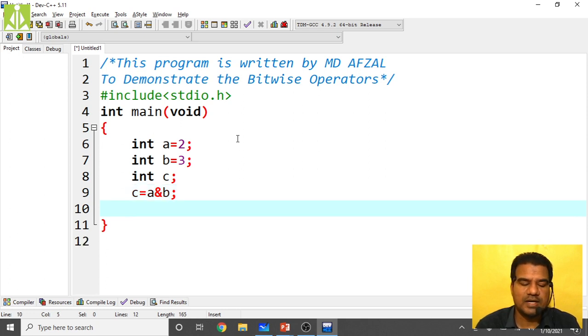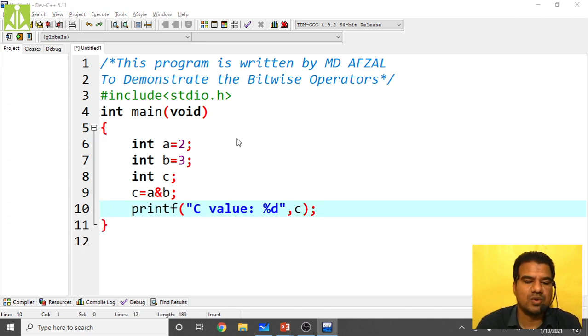So what are we expecting as the c value? printf, okay, I'm writing the c value. We are expecting %d here, that is what you will get. The result is in c, so you print that c. Okay, save this program, Ctrl+S.